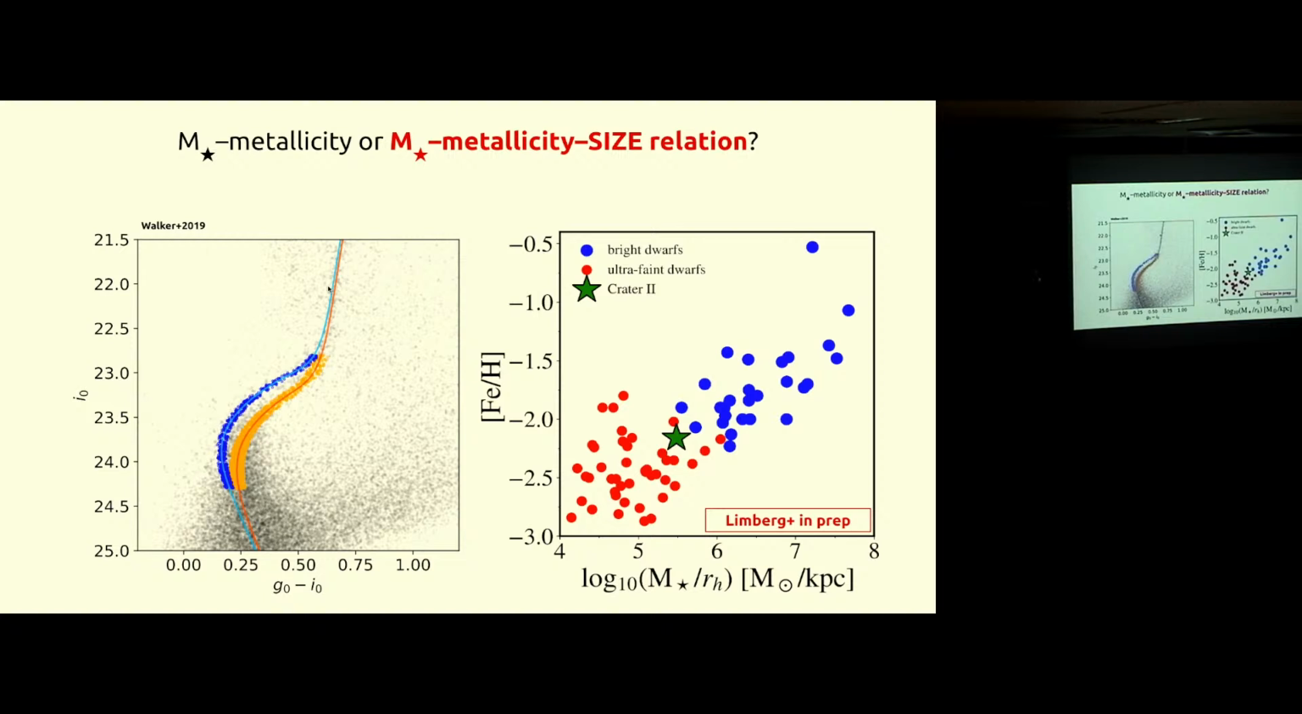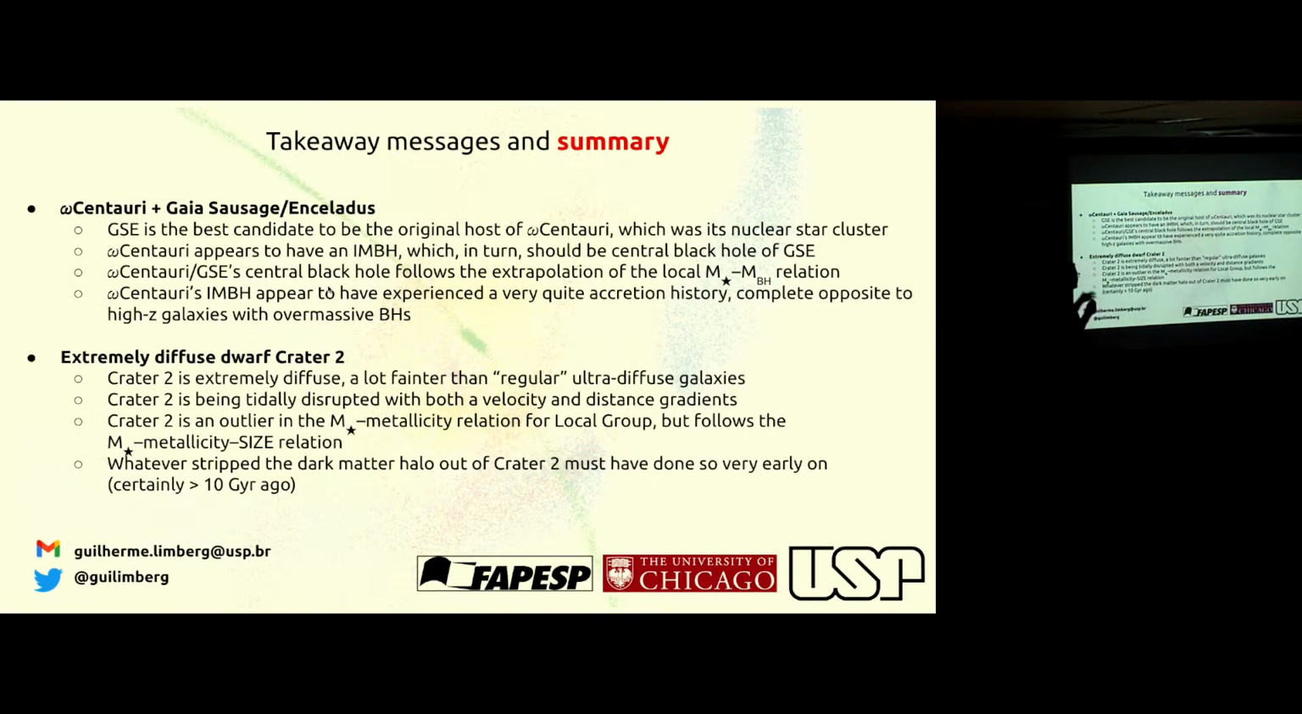So I think this is what I wanted to talk about, and I'll leave you with some conclusions. I think basically the takeaway message is that we can learn a lot about galactic evolution by looking at these tidally disrupting galaxies. And not only can we learn about the accretion, but we can learn about galaxy evolution by looking at the individual systems themselves. So that's it. I'll be happy to answer any questions.